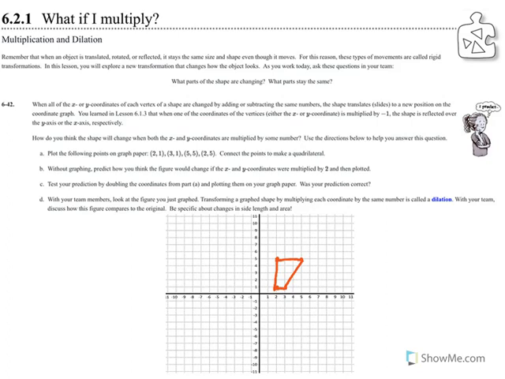Okay, so you should get this quadrilateral. It says, without graphing, predict how you think the figure will change if the x and y coordinates were multiplied by 2 and then plotted. So we're going to multiply all of these by 2. 2 times 2 is 4, 1 times 2 is 2, 3 times 2 is 6, 1 times 2 is 2, 5 times 2 is 10, 5 times 2 is 10, 2 times 2 is 4, 2 times 5 is 10. So these are the new plots we're going to plot now. So I'd pause this and then go ahead and plot those.